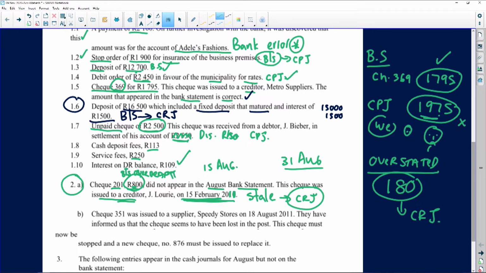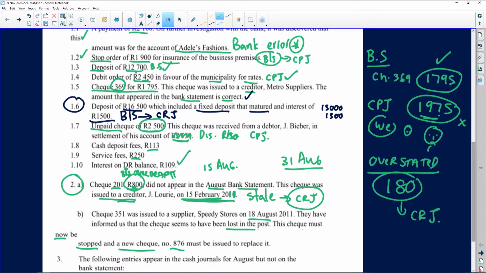Right, let's now move on to the next entry. Check 351 was issued to a supplier, Speedy Stores, on the 18th of August 2011. They have informed us that the check seems to be lost in the post. The check must now be stopped and a new check, check number 876, must be issued to replace it.